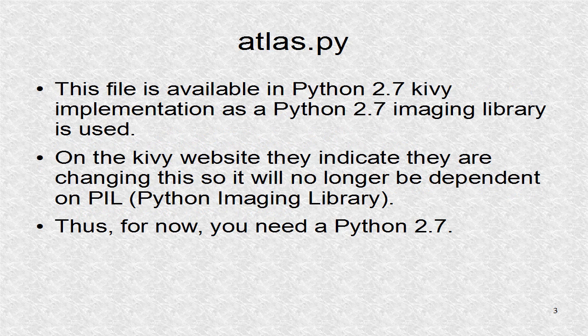3. In Python 2.7 Kivy, there is a file called atlas.py. It can be used to create atlas files. The reason it is version 2.7 and not Python 3 versions is because of an old library, PIL, which stands for Python Imaging Library. The Kivy developers are correcting this for future versions, so it does not depend on PIL.